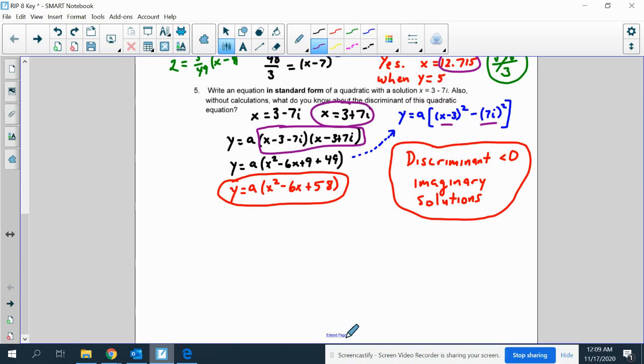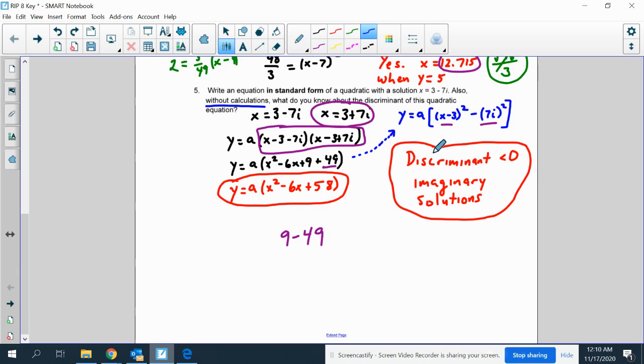things out. A lot of people made mistakes leaving this in terms of i, getting 9 minus 49, because they had some mistakes with the i squareds and stuff. So you have to be careful with that. Final thing that we have to make sure that we're aware of is we have to read the question. So it says to do the discriminant part without calculations.